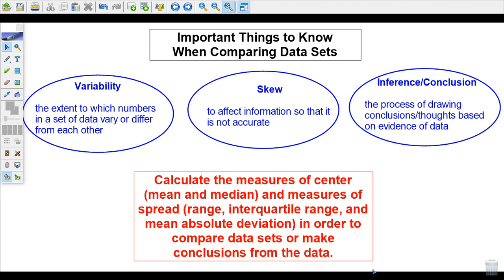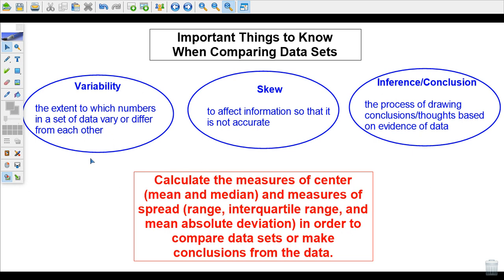So I'm putting this slide on again. This was in the previous video. The one that I really want to draw our attention to this time is variability. Again, variability or variance is the extent to which numbers in a set of data vary or differ from each other. So how different they are or how similar they are. A high degree of variability would mean that they are very spread out, that the numbers are not close together. Low degree of variability would mean they're more consistent, that the numbers are closer together.